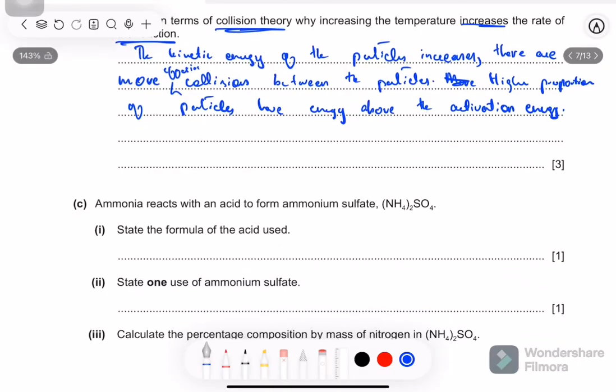Now ammonia reacts with an acid to form ammonium sulfate. State the formula of the acid used. Now we know every acid has H in it: HNO3, H2SO4, HCl. Next thing we can see over here, there is a sulfate. Which acid contains sulfate? Sulfuric acid, H2SO4. Had this been NH4NO3, we would have chosen in our answer HNO3, because nitrate.